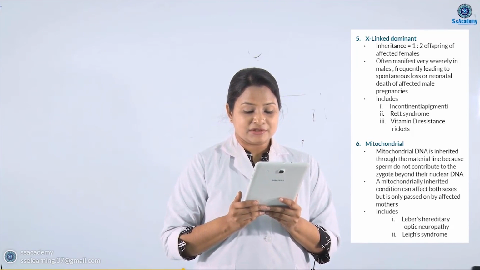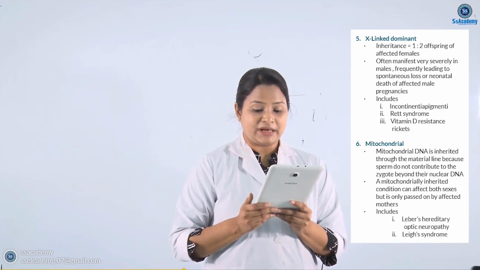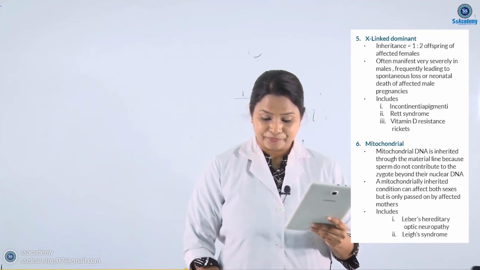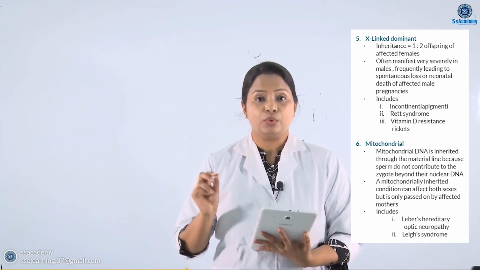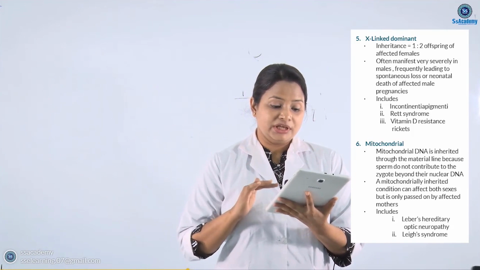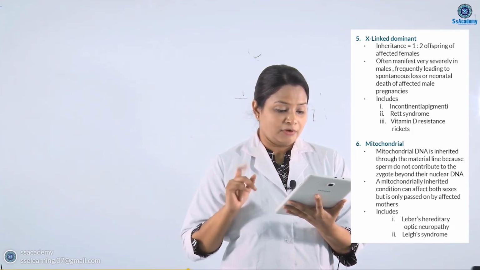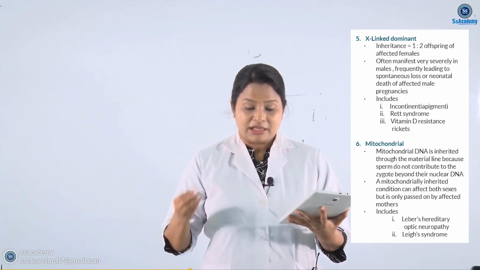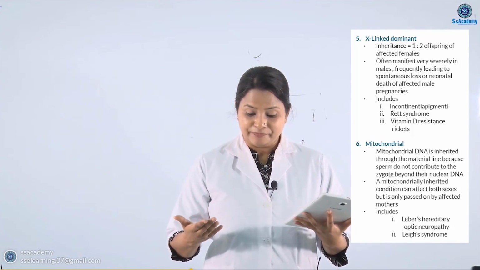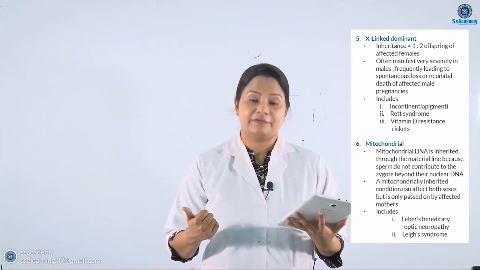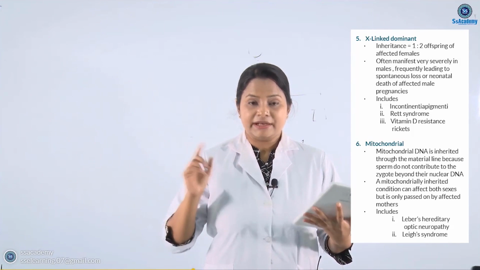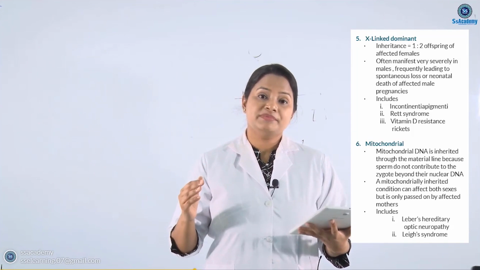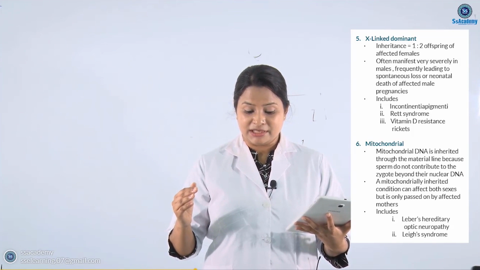Mitochondrial inherited conditions can affect both sexes but are only passed on by the affected mother, including Leber's hereditary optic neuropathy, Leigh syndrome, diabetes. Write down the note of the examples: number 1, Leber's hereditary optic neuropathy; number 2, Leigh syndrome; number 3, diabetes insipidus; number 4, diabetes mellitus; number 5, optic neuropathy; number 6, deafness.